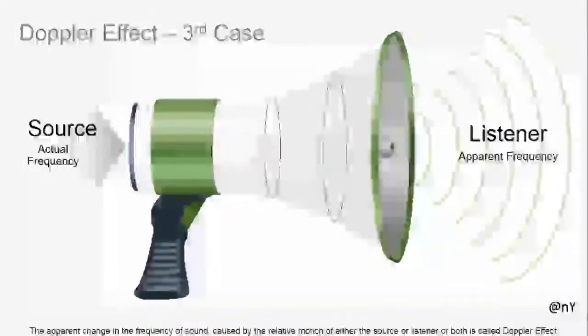This is the continuation of the first video in which I've already discussed the first and the second case of Doppler effect. You can find the link below or just in the top right corner of this video. Just a quick introduction. We have a source and a listener. Whenever the source is emitting sound waves of actual frequency f, then the listener is hearing the frequency, that is the apparent frequency f dash of those sound waves.